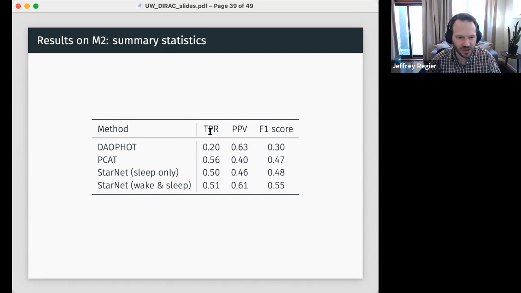We compare them all in terms of true positive rate, recall, and precision. F1 score is a single score that combines these two metrics. So StarNet Wake Sleep gets a true positive rate of 51%. PCAT outperforms it, getting 56%. But in terms of precision, StarNet is at 61%, whereas PCAT is at 40%. When you combine the two to make a single F1 score, both versions of StarNet are outperforming the alternatives, particularly the Wake Sleep version.